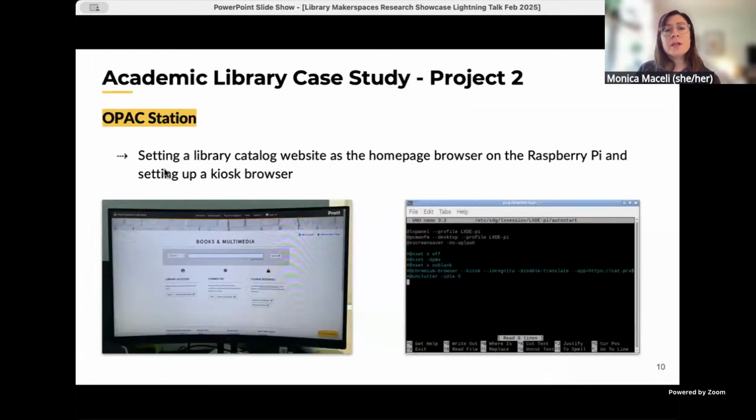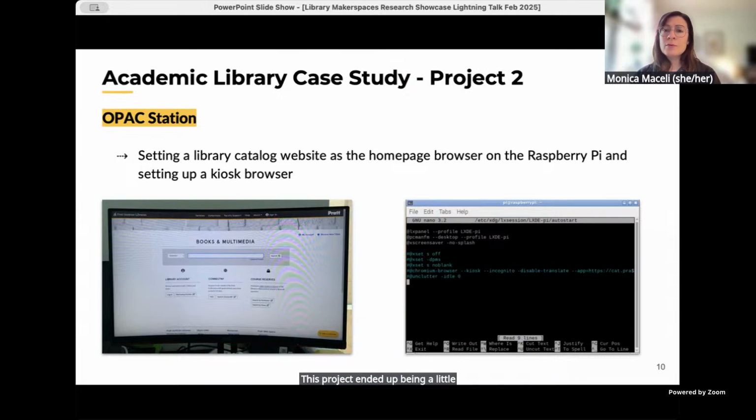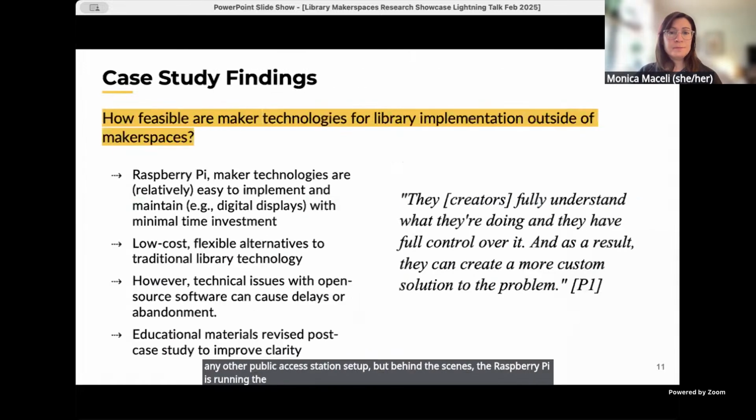So the second project they implemented, as I said, was using the Raspberry Pi to host the library catalog website, so to serve as an OPAC kiosk in the library. This project ended up being a little rockier, and there were some performance issues with the Raspberry Pi, but just a few screenshots of this. Again, it doesn't look any different than any other public access station setup, but behind the scenes, the Raspberry Pi is running the kiosk platform.